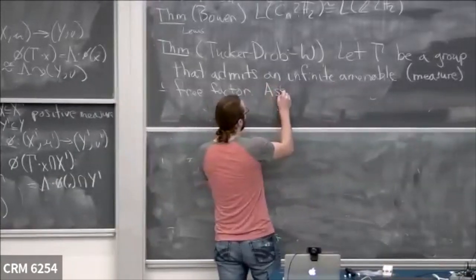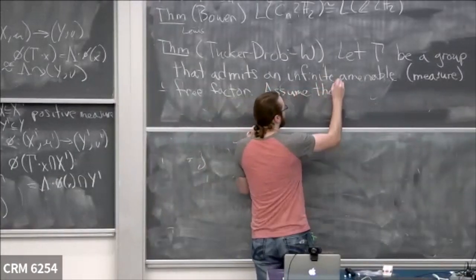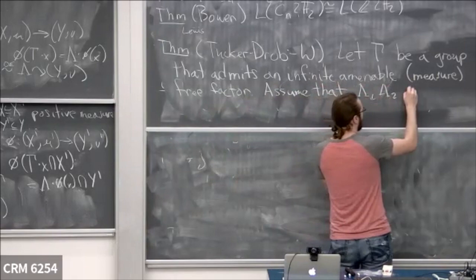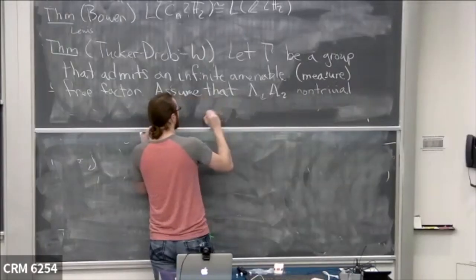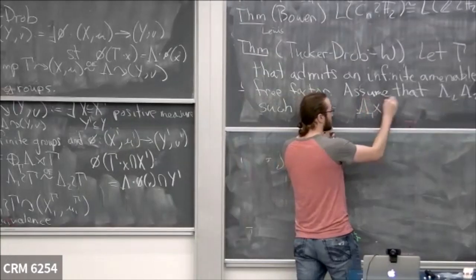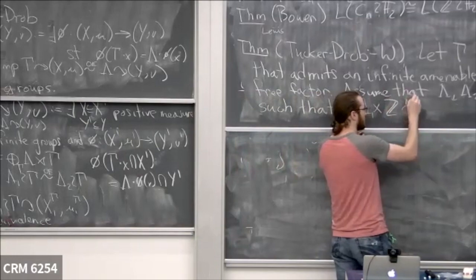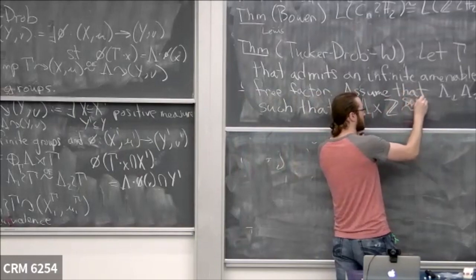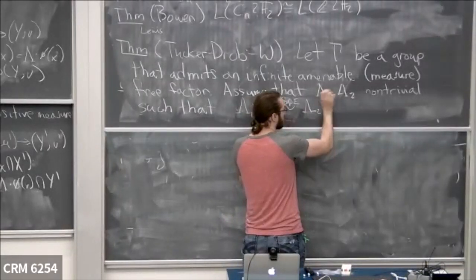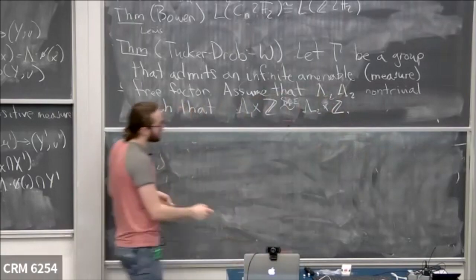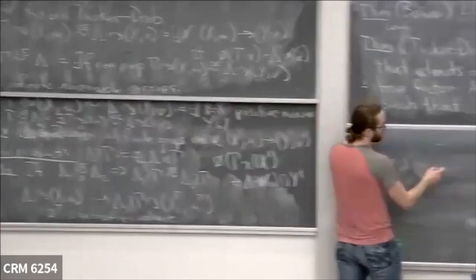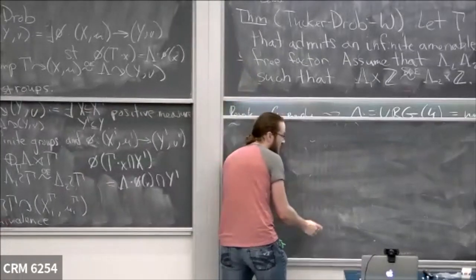And we assume that lambda 1, lambda 2 are non-trivial groups, such that lambda 1 times Z is measure equivalent, or I've been using SOE, so SOE to lambda 2 times Z. So in particular, any pair of groups that are measure equivalent will satisfy this. Well, okay, I guess I can write it on the next board.